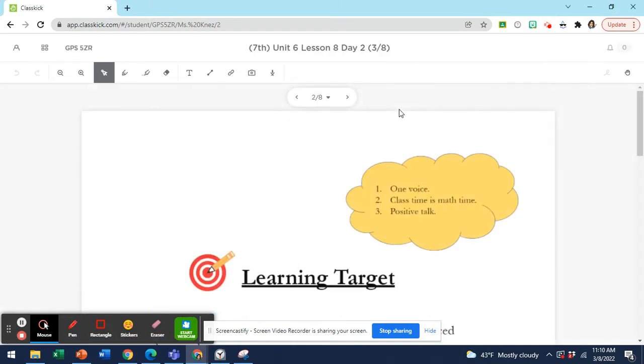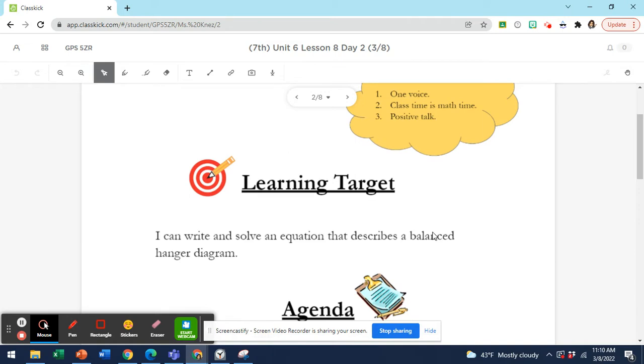In class today, we finished lesson 8, which we started yesterday. If you were absent yesterday, you should return to the Monday folder and complete the asynchronous work for Monday first. Today's learning target is I can write and solve an equation that describes a balanced hanger diagram.